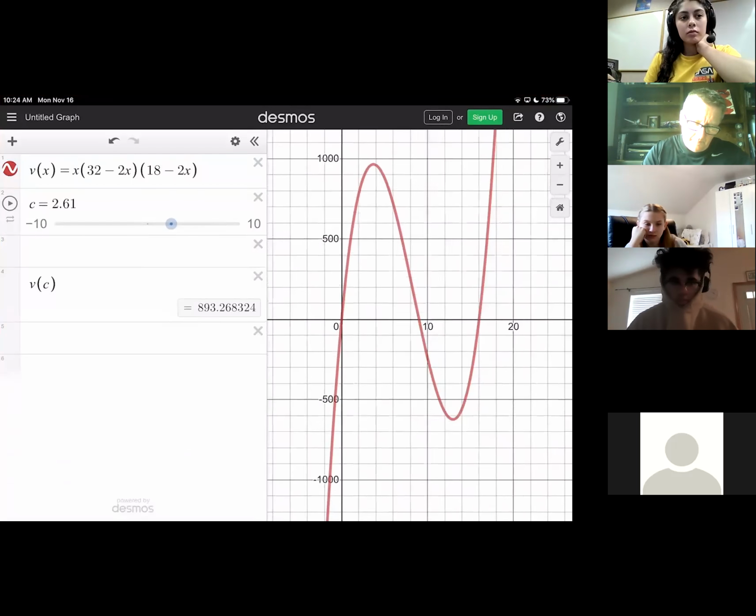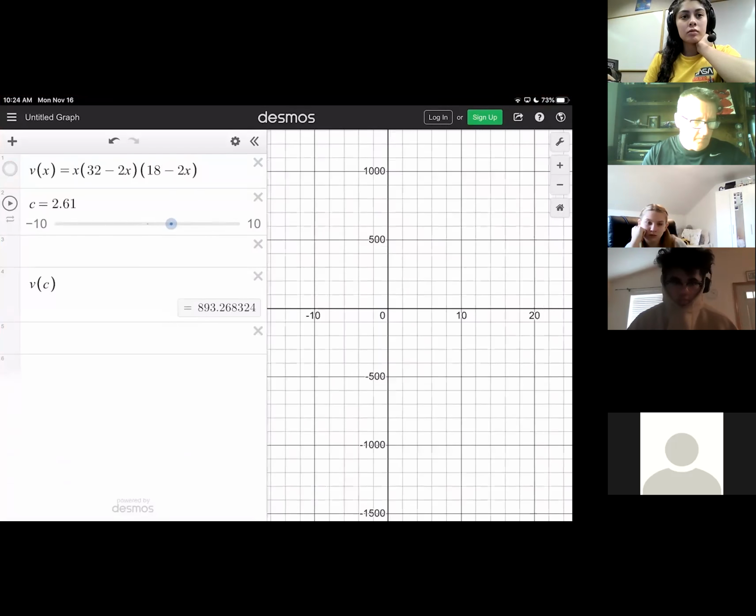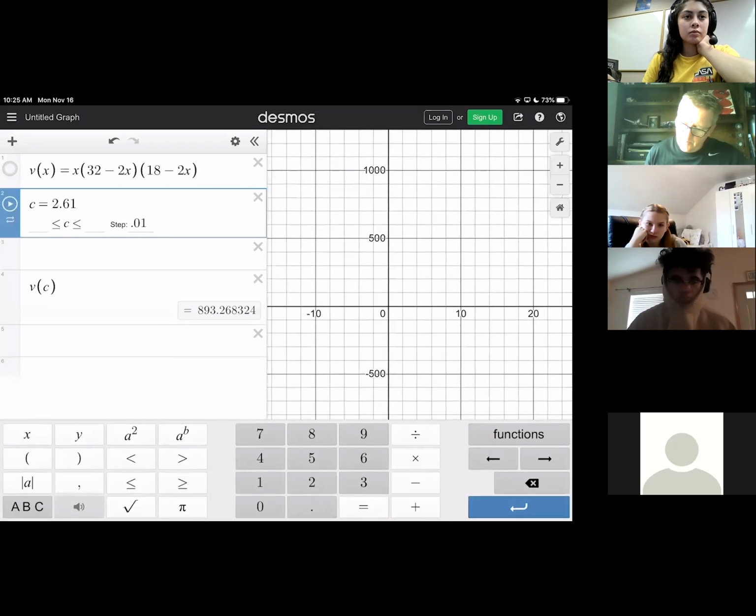Actually, let's not even look at the graph just yet. Just to check if this is actually working, I went in there and said V of x equals, and I wrote down the equation that we had, 32 and 18, right? Then I let myself make a guess for C and asked what the volume is. A second ago we said one of our cuts was 2, and wasn't that our volume, 784?